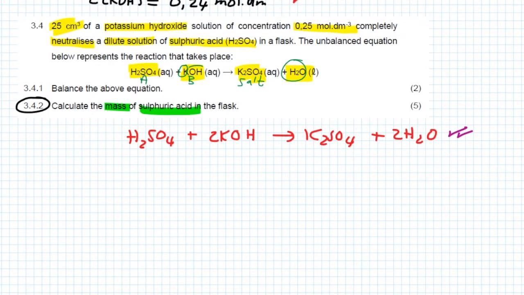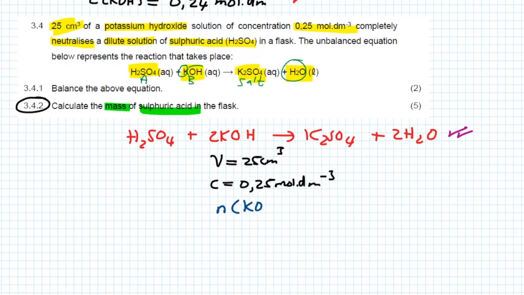So in this case, we have a whole lot of information about the potassium hydroxide. We know the volume of the potassium hydroxide is 25 centimeters cubed, and we know that its concentration is given as 0.25 mole per decimeter cubed. We have a balanced chemical equation. So what we can do is start off by determining the number of moles of the potassium hydroxide. And once we know that, we can use it to determine the number of moles of sulfuric acid and then the mass of the sulfuric acid.